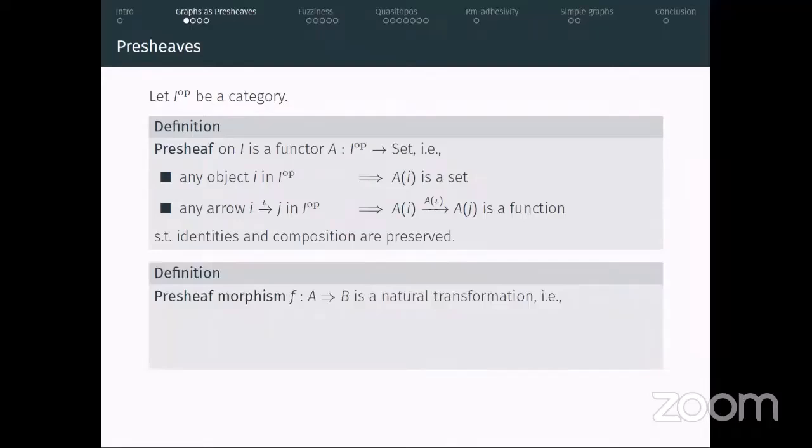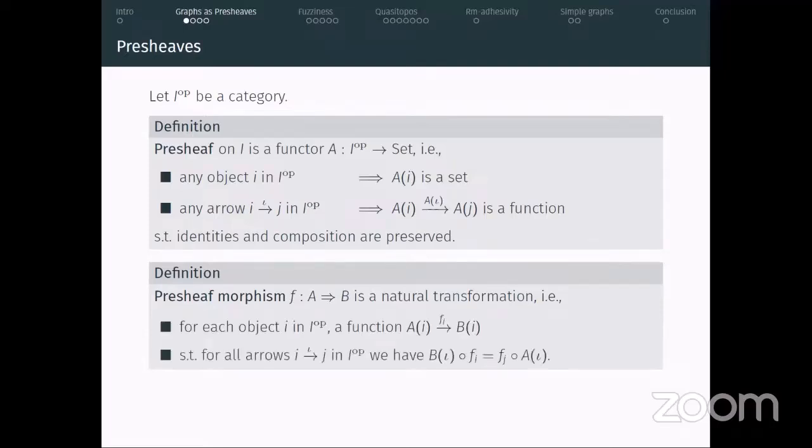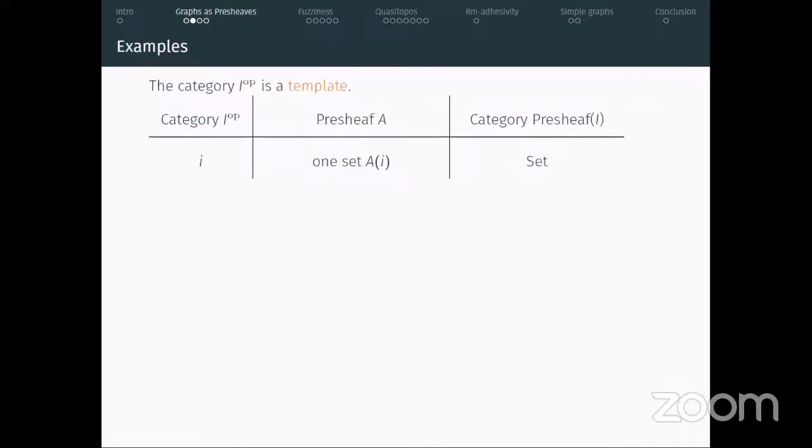And a presheaf morphism is simply a natural transformation between the functors. So a function for every object i in I up, and a naturality square. And this gives you a category called the category of presheaves. And why is that useful? I really like this definition of presheaf because it's visual. The category I up gives you a template of what the presheaf will give.